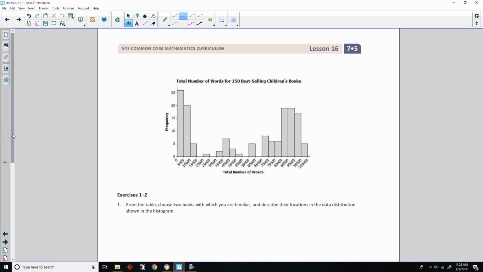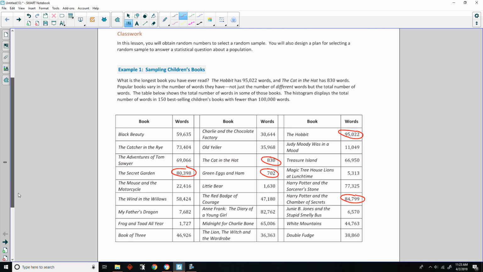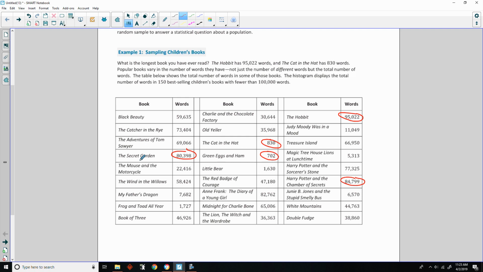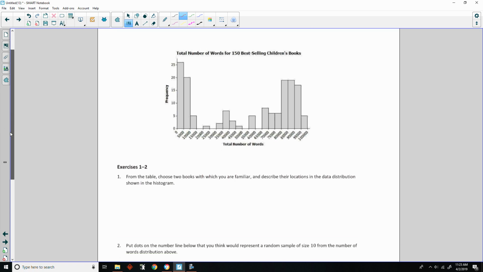Now on the next page, there's a histogram with total number of words for 150 best-selling children's books. So this list back here only had how many books? 27? 9 times 3? There's 27 listed here, but the total list has 150, and they created a histogram of the number of words. The majority of them have fewer than 5,000 words, and then fewer than 10,000, there's a frequency of 45 books. So we're going to answer some questions on this data.